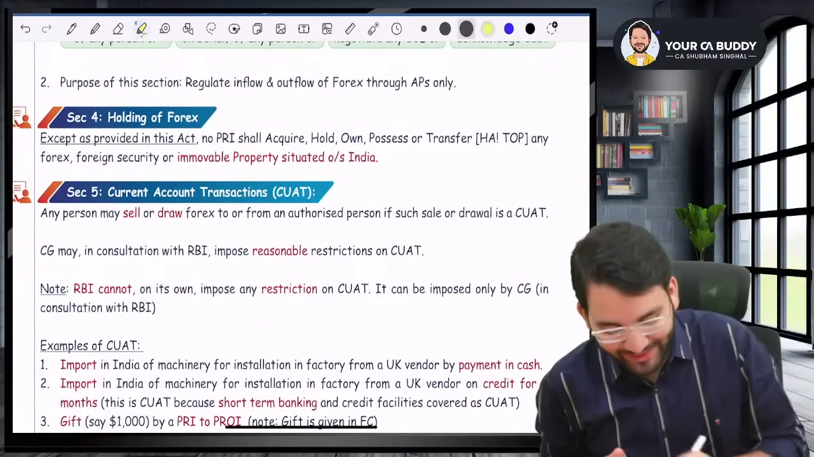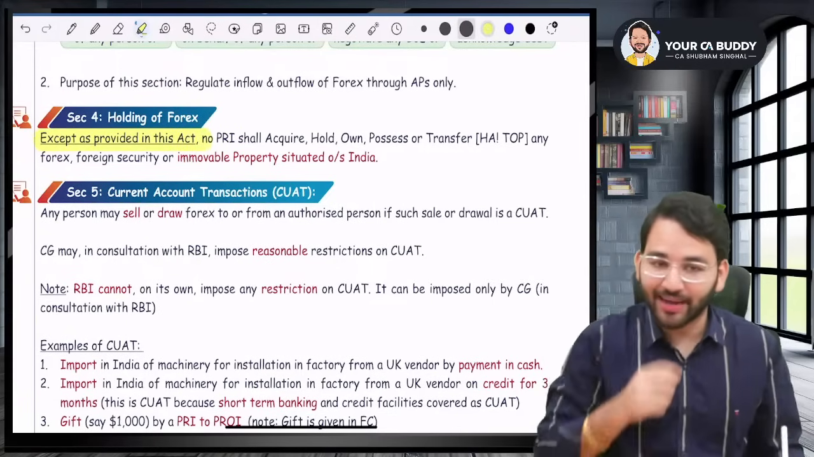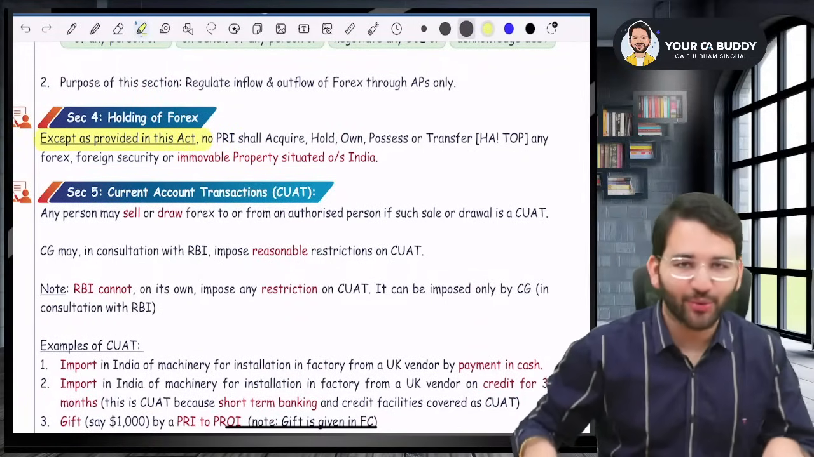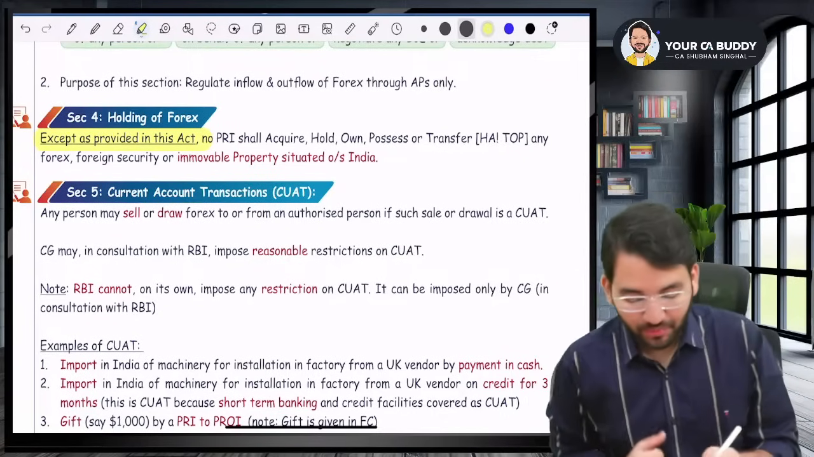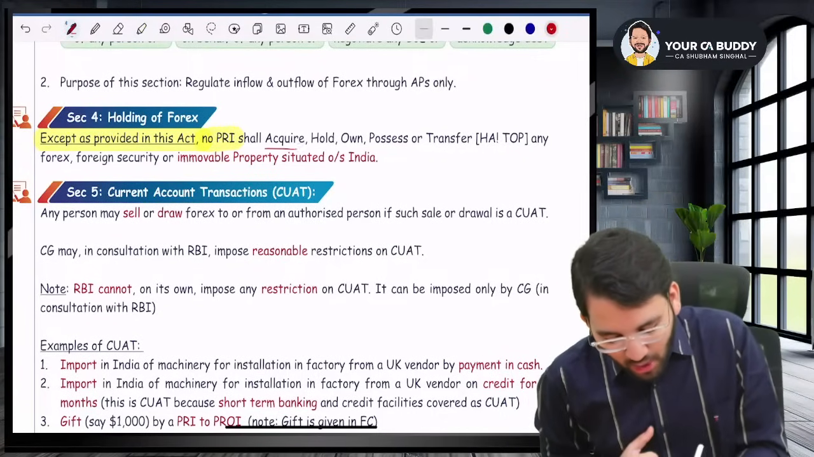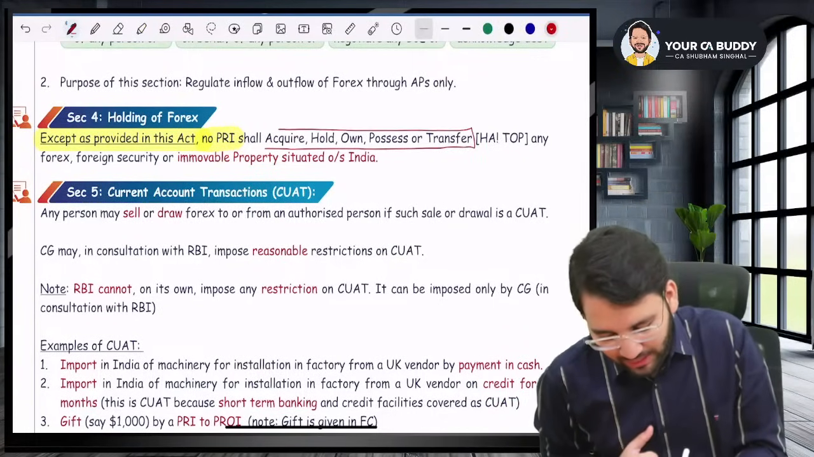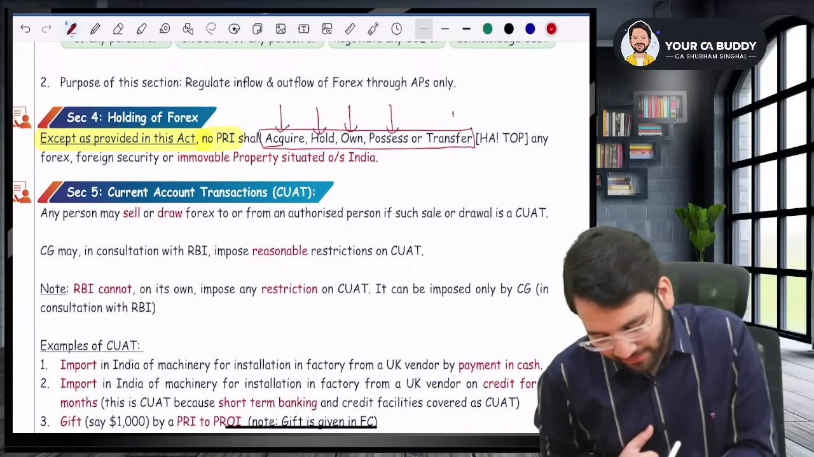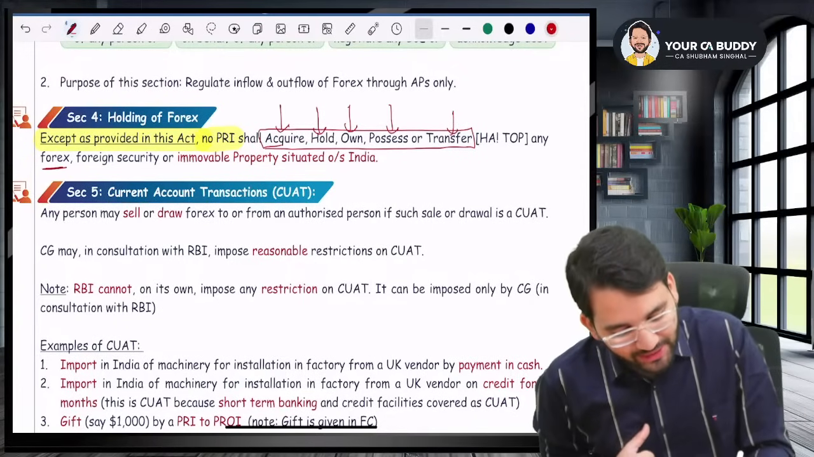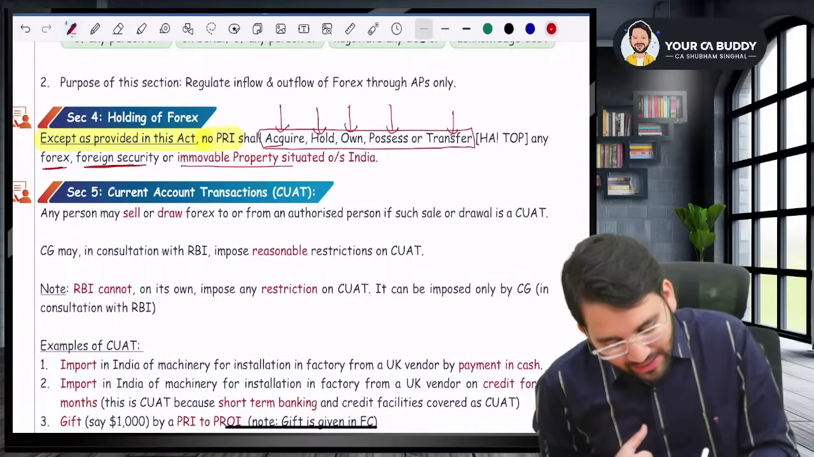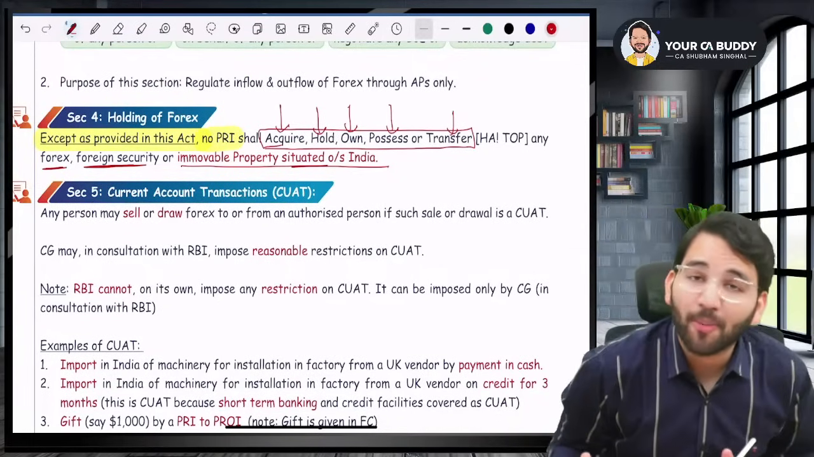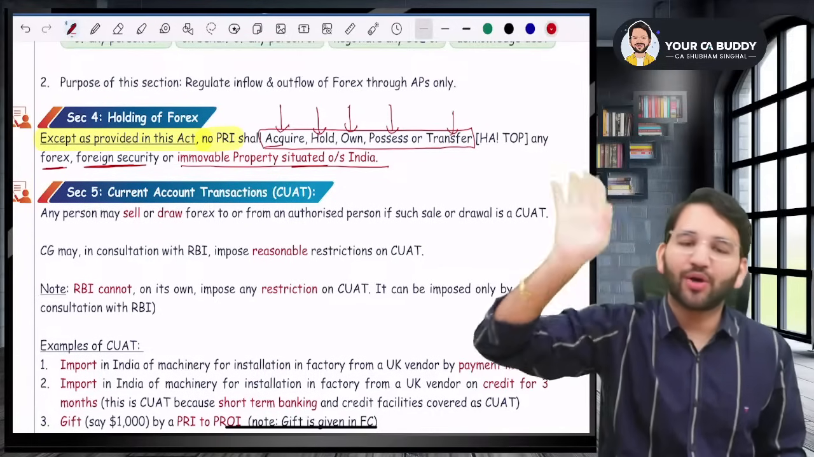So section number four says that, except as provided in this act, like whatever we tell in this act, that you can do. Apart from that, no PRI shall acquire, hold, own, possess, or transfer. You cannot acquire, hold, own, possess, or transfer any foreign exchange, any foreign security, or any immovable property situated outside India. Any immovable property situated outside India, you cannot take it.